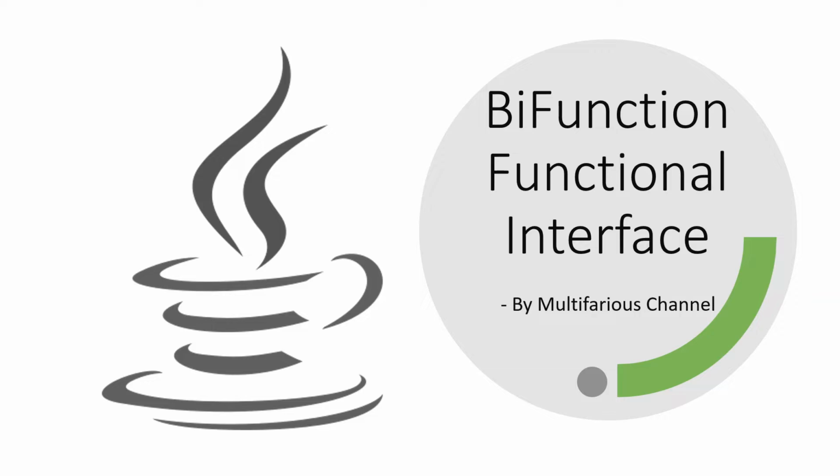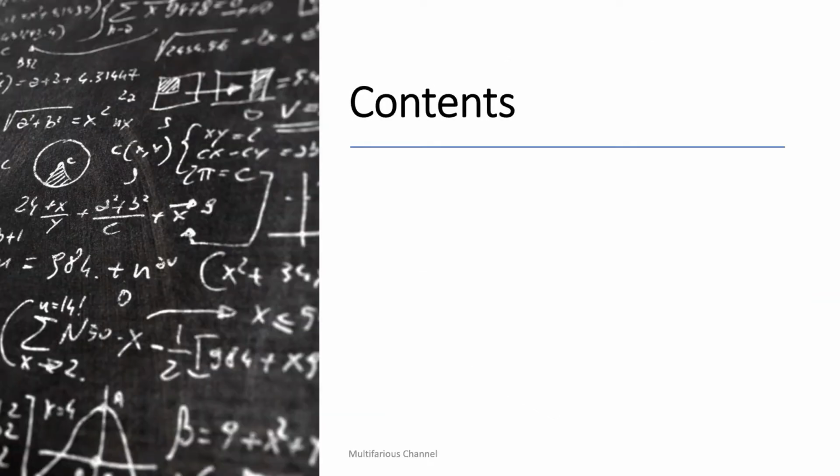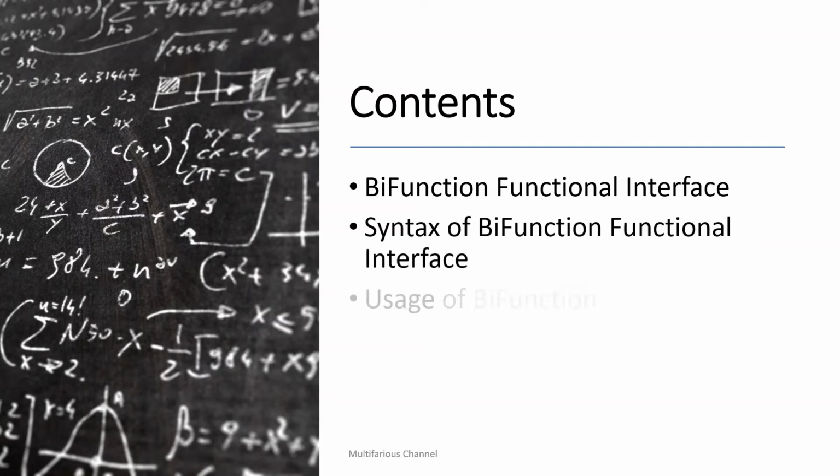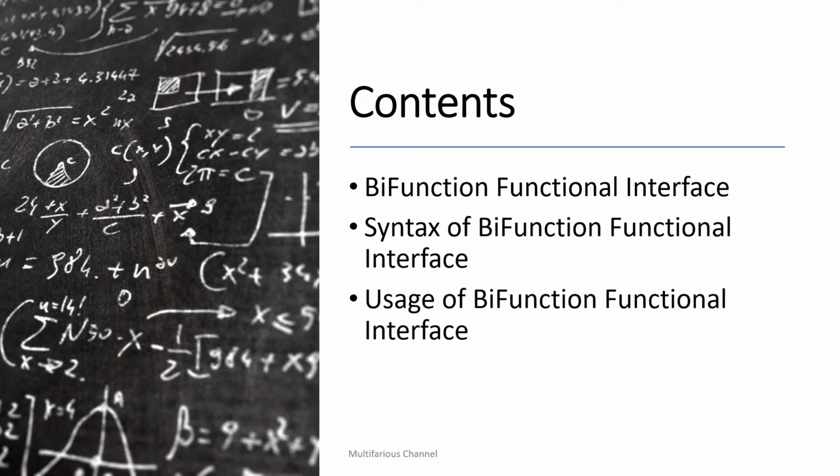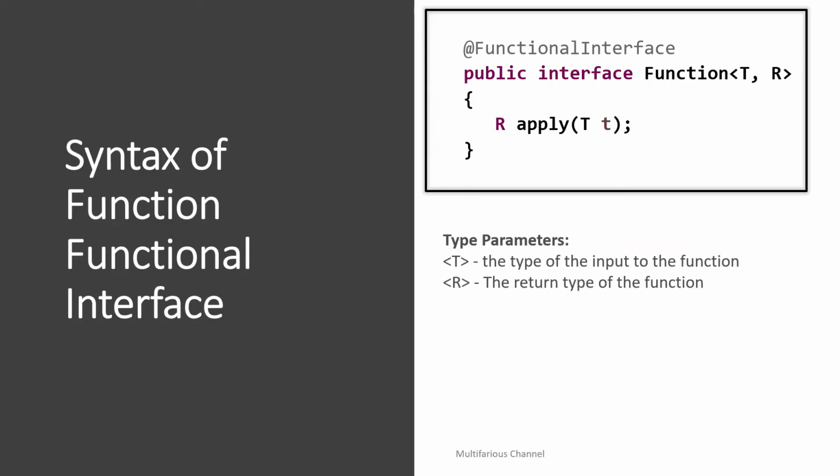So coming back to this video, in this video we will cover BiFunction, its syntax, usage and application by some examples. So before wasting any time, let's get started. Till now we have seen a function of type R, T, where T is the type of input to the function and R is the return type of the function. So here we have a function that takes one input and after processing it returns some output.